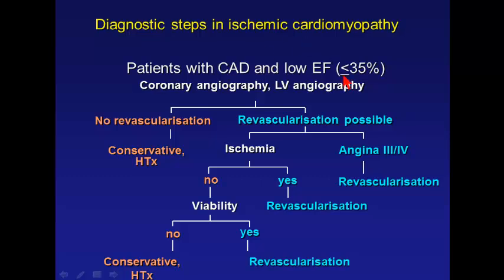Now, if this is all fulfilled, then we look for further things, and the first step is we check whether they have angina. If they have angina, they have jeopardized myocardium, which is ischemic and which deserves revascularization anyway. If they do not have angina, then we look for ischemia with an ischemic test.